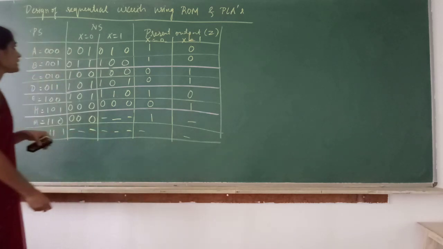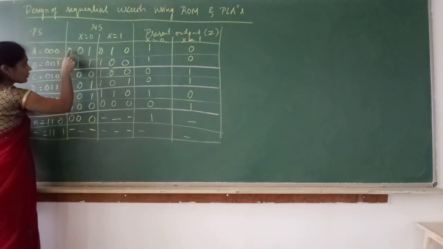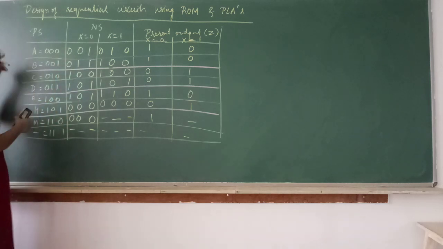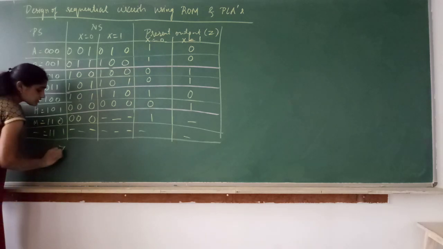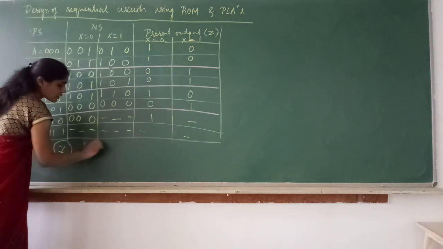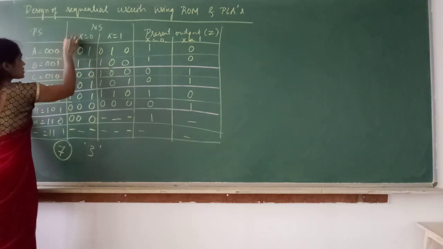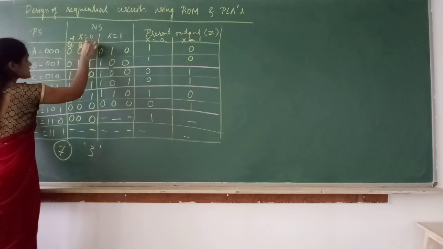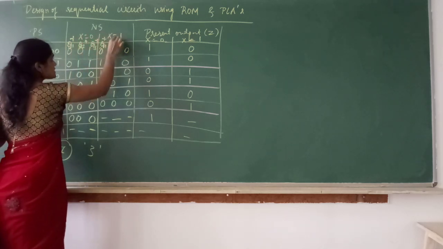So this is the table we have. What is this 001? We have 7 states: 1, 2, 3, 4, 5, 6, 7. To implement these 7 states, how many flops are required? 3 flops are required, and these are the outputs of a flop. So I can take these as Q1 plus, Q2 plus, Q3 plus, Q1 plus, Q2 plus, Q3 plus.